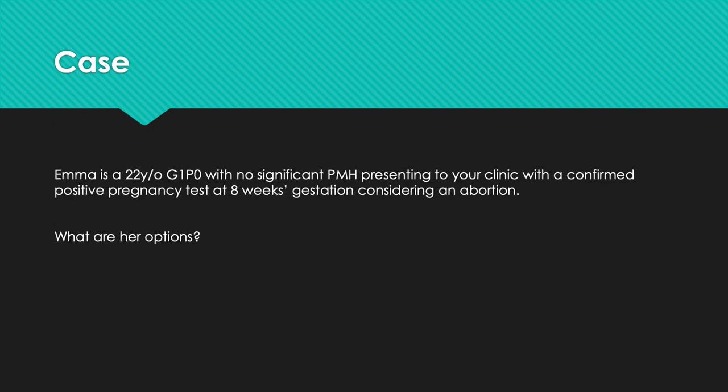So let's practice with a case. Emma is a 22-year-old G1 P0 with no significant past medical history presenting to your clinic with a confirmed positive pregnancy test at 6 weeks gestation per her last menstrual period that is considering an abortion. What are her options? You can pause now to think about it or go back and review some of the previous slides.